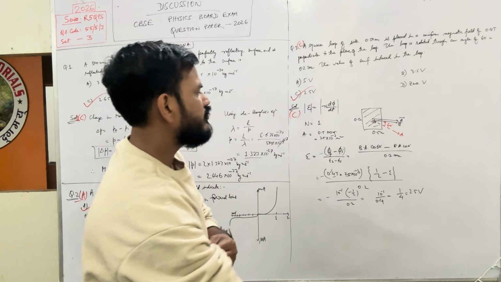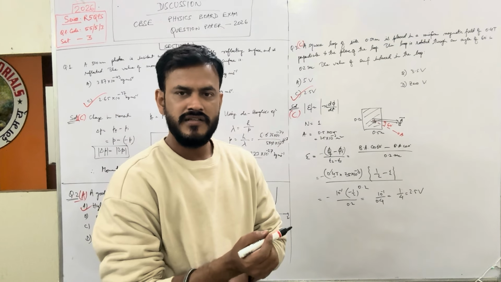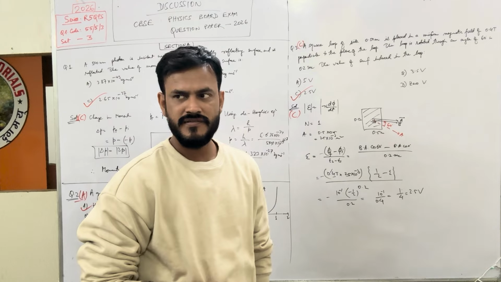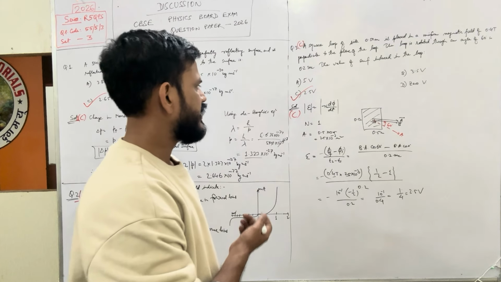So here we had to find the change in flux in a given time interval. So the induced EMF becomes the time rate of change of flux. So the correct answer is C.